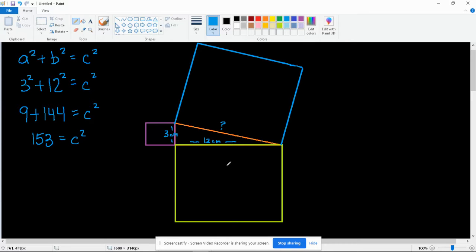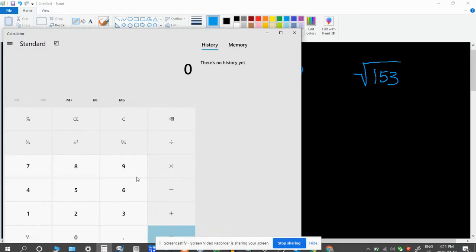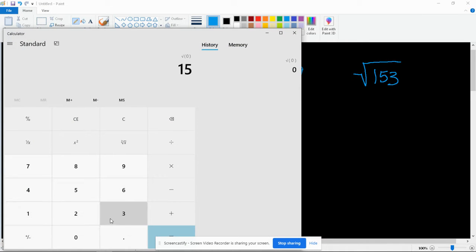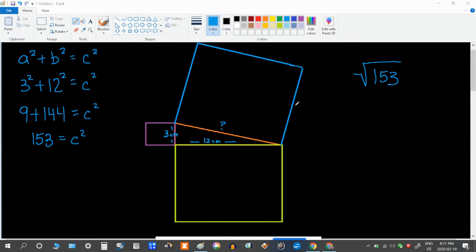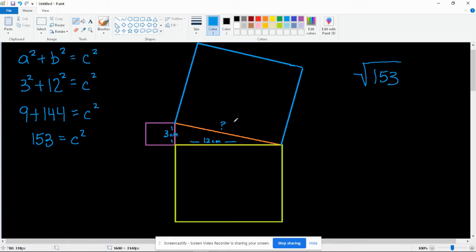And I know it's getting a little bit complicated here, but now we need to find out the square root of 153. So we can go to our calculator and figure this out. Square root of 153 equals 12.36. So we know this is going to be 12.36. And then if you take this 12.36 squared, the area would be 153 centimeters squared.